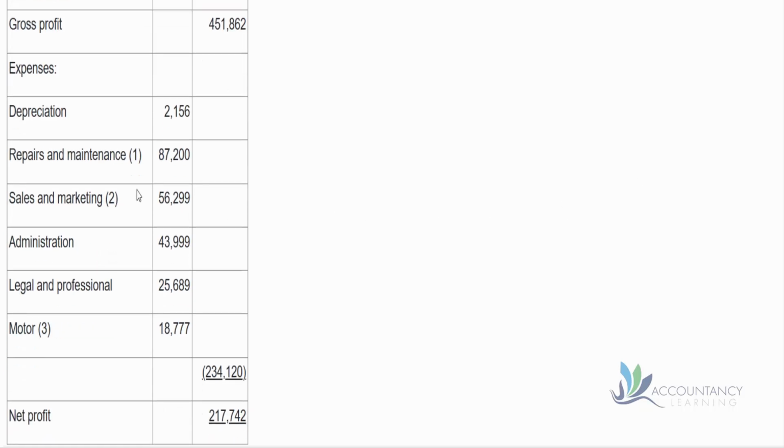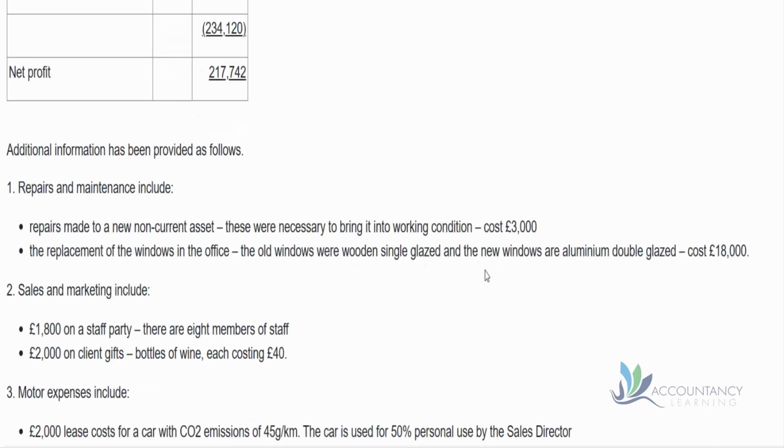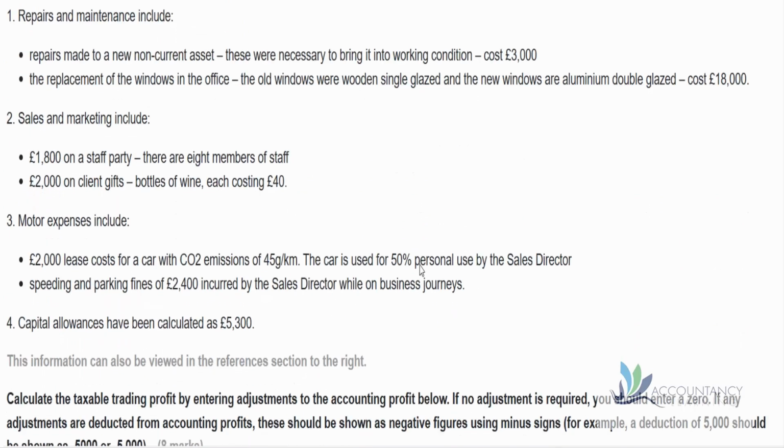And notice that some of the items have notes where we get a little bit more information about them. So let's go and have a look at those notes now. So we can see we have a number of notes, 4 notes, giving us more information about each of these. So we'll have a look at these in more detail in a moment.